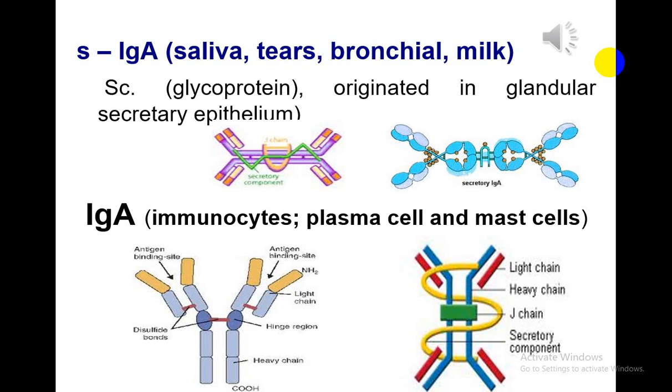The difference between serum and secretory immunoglobulin A is the presence of an additional glycoprotein known as the secretory component. The immunoglobulin is synthesized by immunocytes, that is plasma cells, while the secretory component originates in the glandular secretory epithelium. Secretory immunoglobulin A is found in all body secretions. In addition to saliva, it is also secreted in tears, bronchial secretion, and milk.